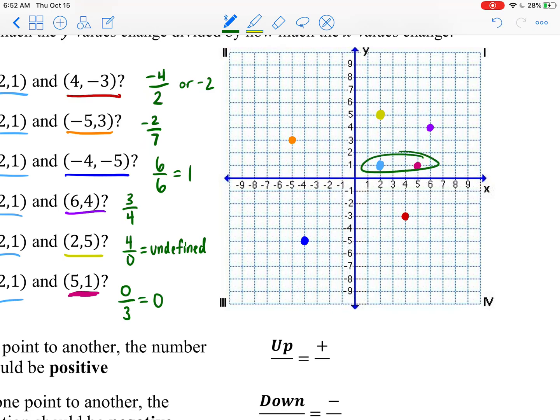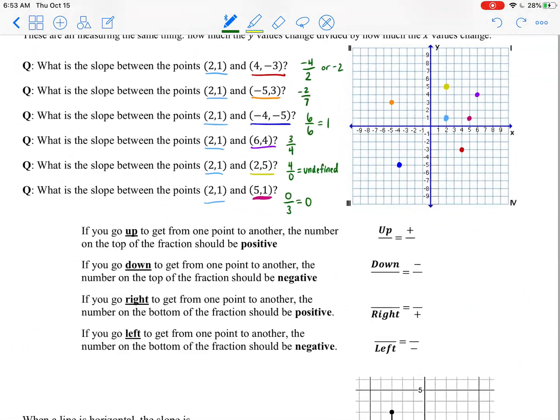Okay, so if you're ever having a sideways line like this, then that slope is 0. But if you ever have an up and down line, that slope is, we say it's undefined because you can't divide by 0. Okay, all right.